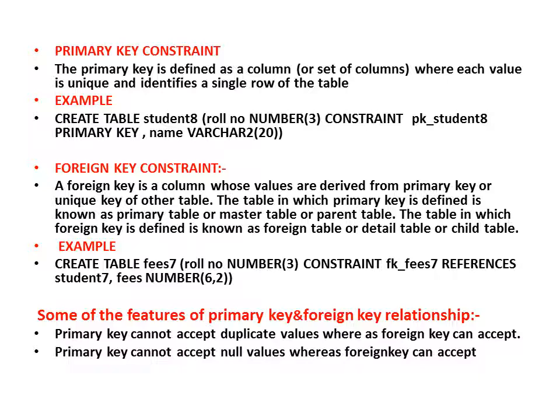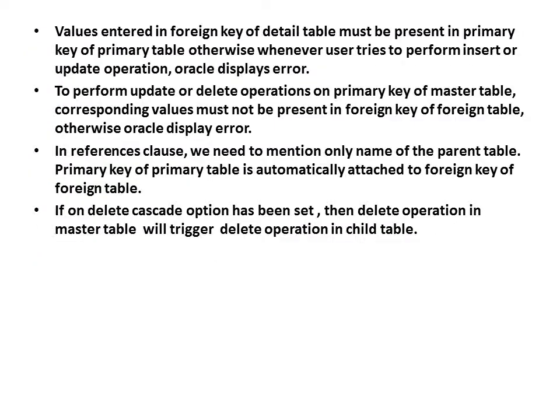Some features of primary key and foreign key columns. Primary key column cannot accept duplicate values, whereas foreign key column can accept. Primary key cannot accept null values, whereas foreign key can accept. The value of a foreign key column must be present in the primary key column, otherwise whenever the user tries to enter a value in the foreign key column, Oracle displays an error.